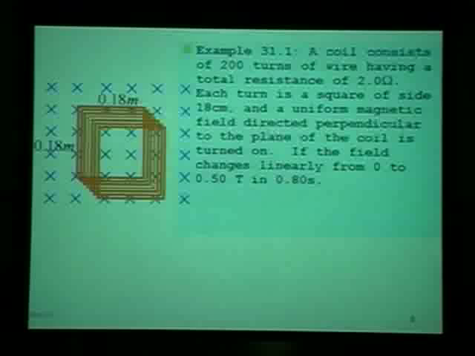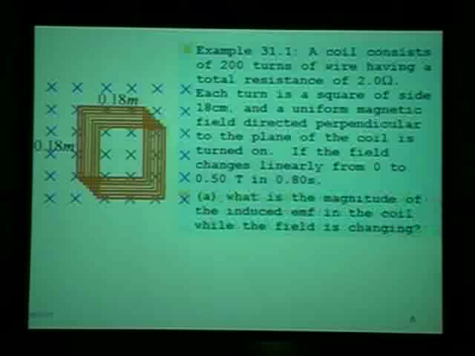Let's try this out in the problem here. This is example 31.1. A coil consists of 200 turns of wire having a total resistance of 2 ohms. Each turn is a square of side 18 centimeters, and a uniform magnetic field is directed perpendicular to the plane of the coil and is turned on. If the field changes linearly from 0 to 0.5 tesla in 0.8 seconds, what is the magnitude of the induced EMF in the coil while the field is changing?